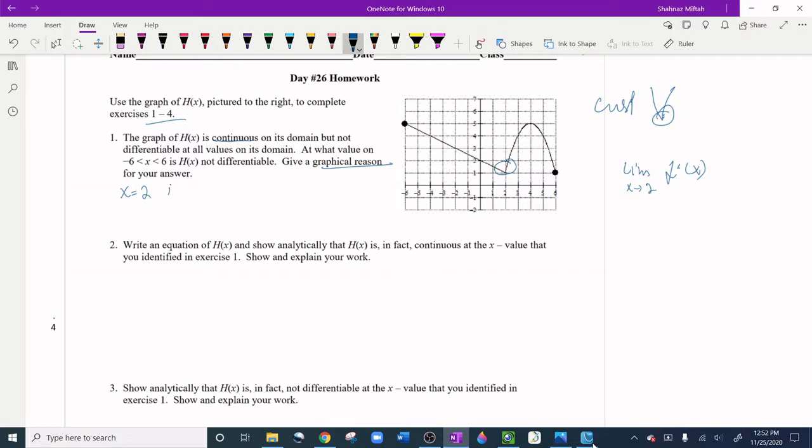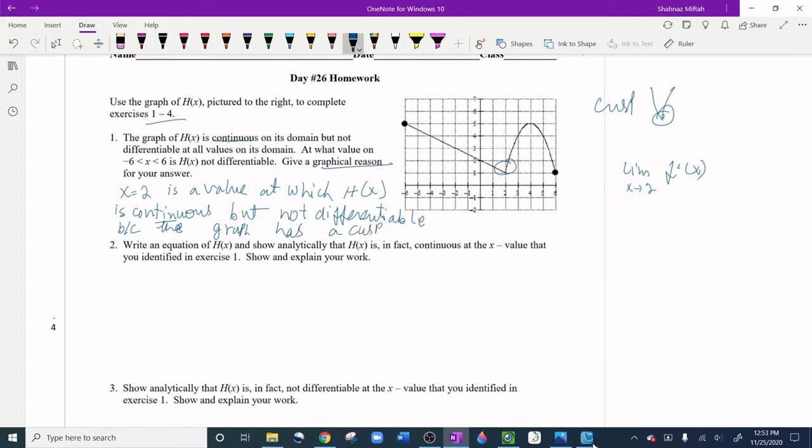So x equal 2 is a value at which h(x) is continuous. You can tell it's continuous because there are no holes. Continuous, but not differentiable because the graph has a cusp. And done. You don't have to do anything else. Graphical reason, that's what the graphical reason is.